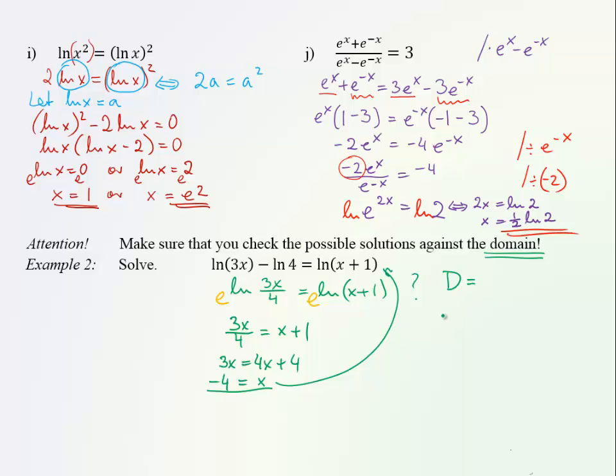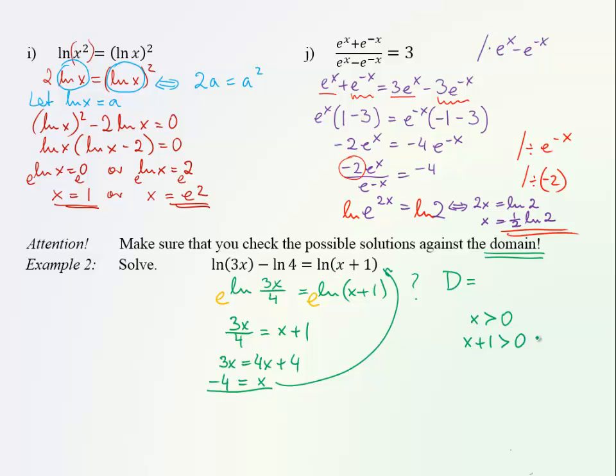Domain of our equation is, we need to make sure that 3x is positive. That means x is positive. So one condition will be x must be positive. 4 is always positive, so it's okay. But secondly, x plus 1 must be positive, because that's another input for ln.